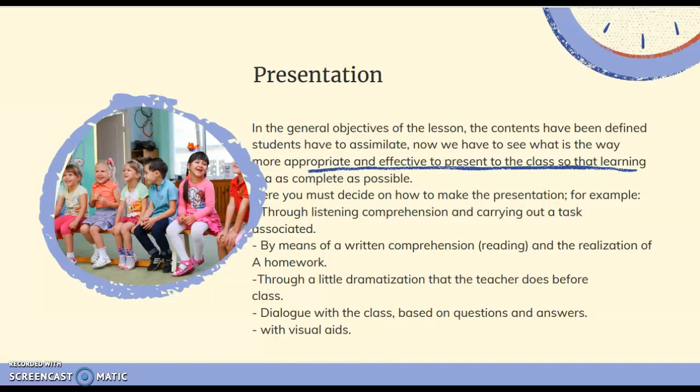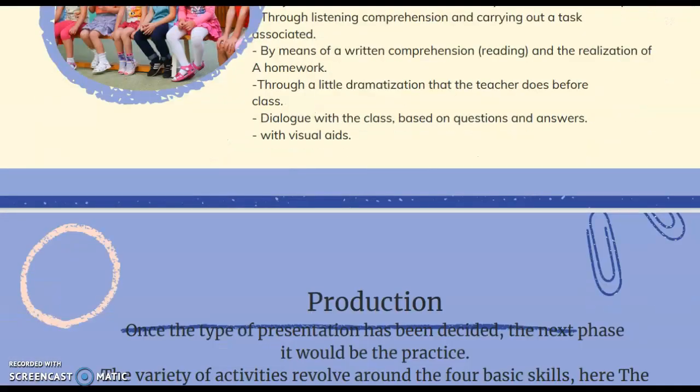Here, you must decide on how to make the presentation. For example, through listening comprehension and carrying out a task. By means of a reading comprehension and the realization of homework. Through a dramatization that the teacher does before class. Dialogue with the class, based on question and answer, with visual aids.